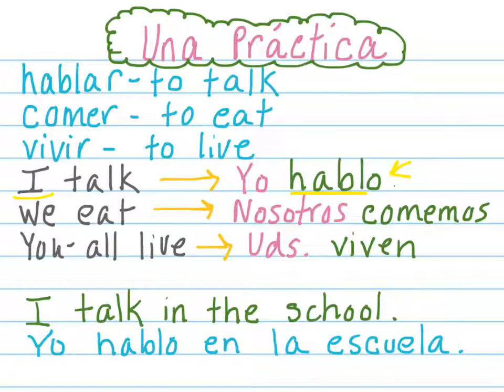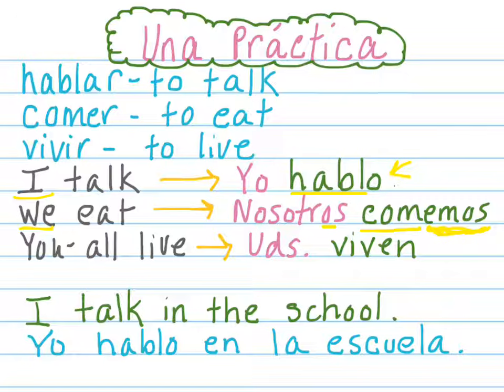Okay, we eat. Remember it would either be nosotros or nosotras. And your stem would have been COM. And since it's an ER verb, the nosotros ending is emos. So you get comemos. Nosotros comemos. That was if it was a group of girls. You and a group of girls, you would say nosotras because it would be an all feminine we.